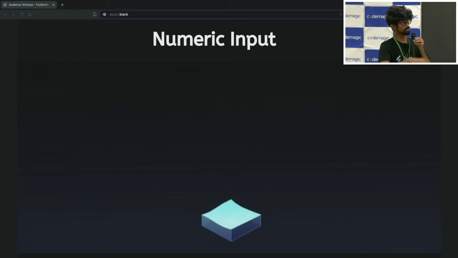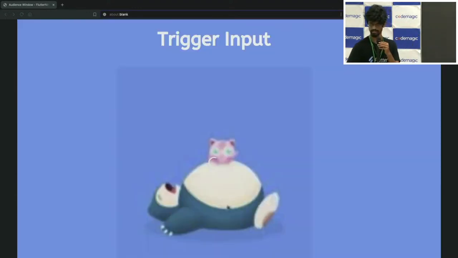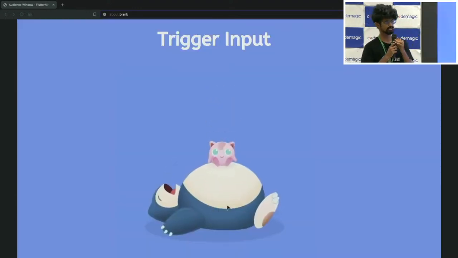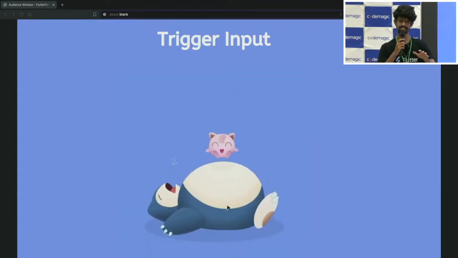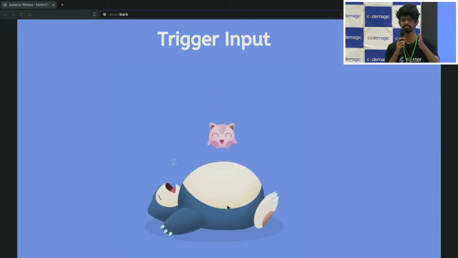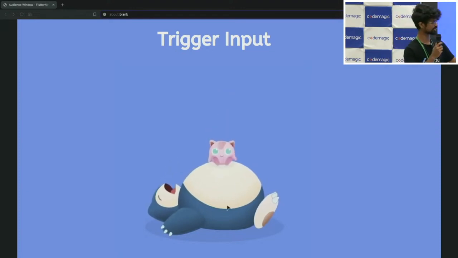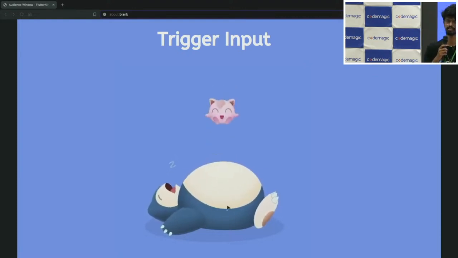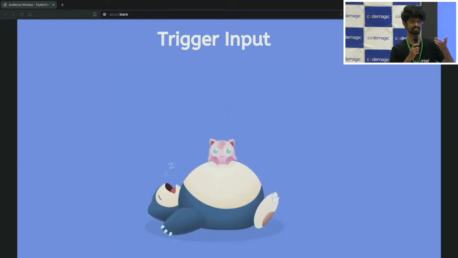So this is the numeric input, and the last is the trigger input. So what is a trigger input? Trigger input is just like Boolean, but what happens is when you activate it, the false value becomes true for a very small time, right? So that's basically a trigger. In this case, when I click, the false value becomes true, the Jigglypuff jumps, and even before the Jigglypuff lands, the value becomes false again. So it acts like a trigger. So that's a trigger input.